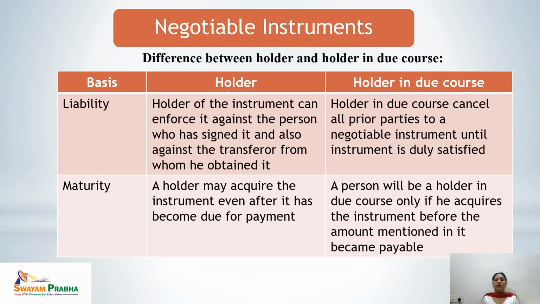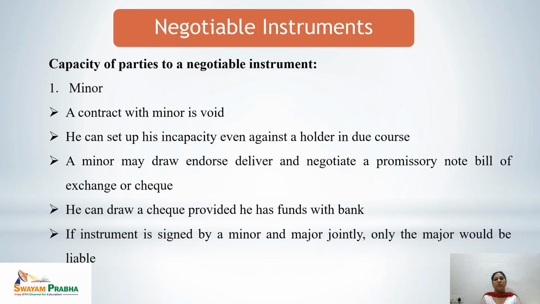So once the maturity is there, the holder in due course would come to an end. So these are the points of difference between a holder and holder in due course.